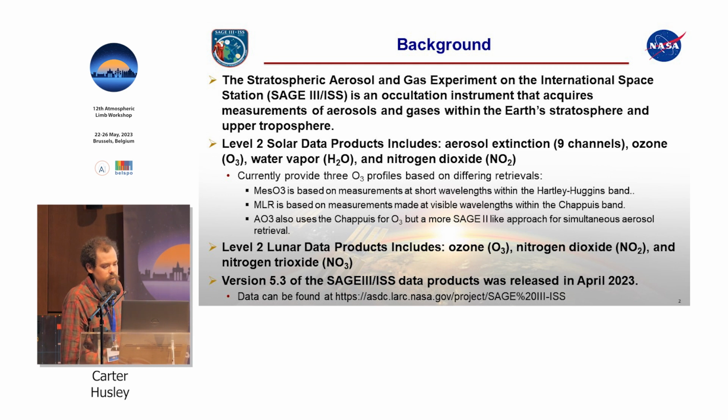We officially released version 5.3 of Stage 3 ISS data products in April of this year, and data can be found at the ASDC NASA website here. We also provide a data product user guide that will give more information on our products and other information that we provide within our data files.